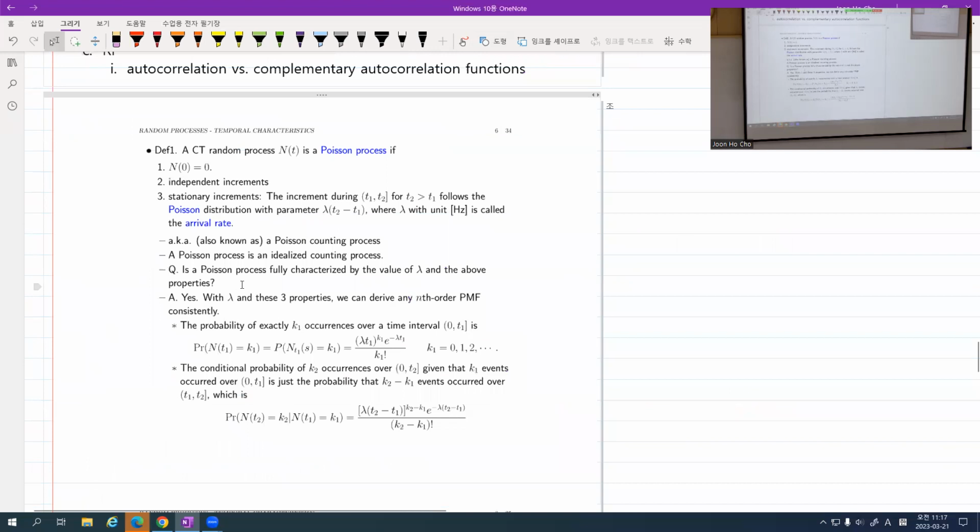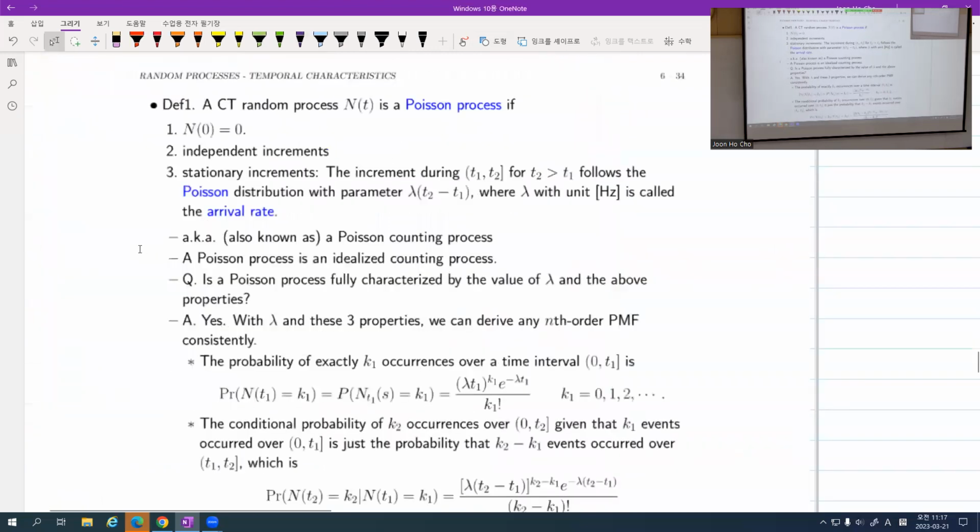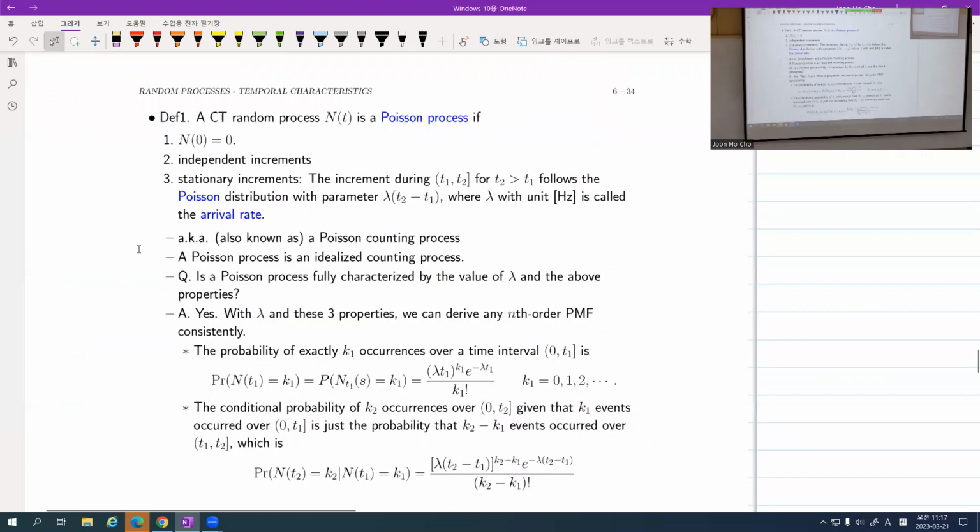Okay, so here goes definition one. From, I believe, one of the, is it from our people's book? I don't know. I do not remember. Anyway, here was the first one. So definition one says that a continuous time random process is a Poisson process if these three conditions are met. First, at time zero, it is zero.